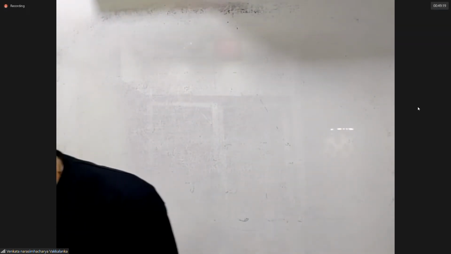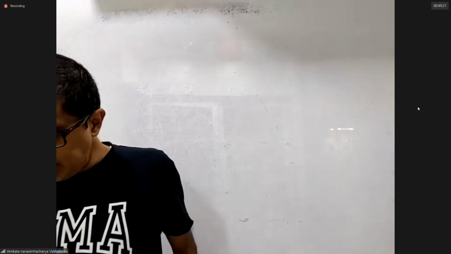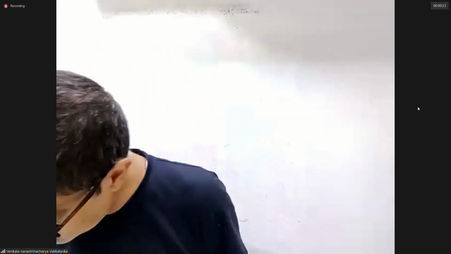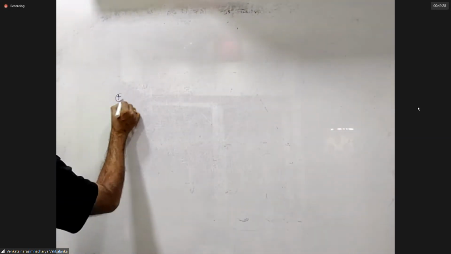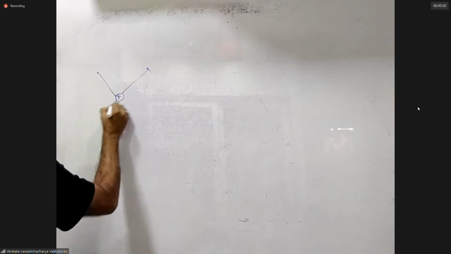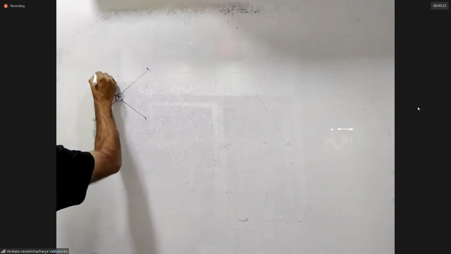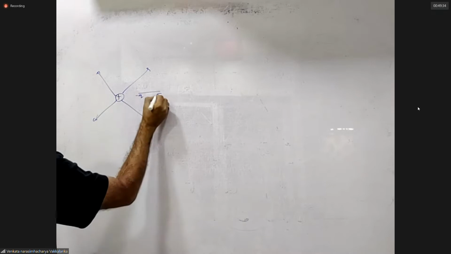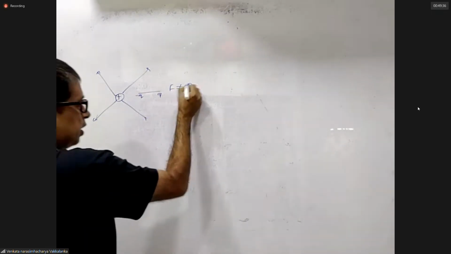Question number 6. Objective 1 or 2? Objective 2, sir. An electric dipole is placed in an electric field generated by a point charge. A point charge will obviously give me a non-uniform field. So the dipole is minus Q and Q, and the force is not equal to 0.